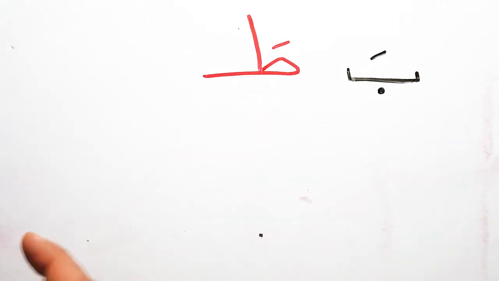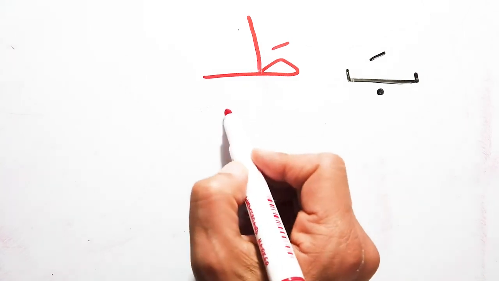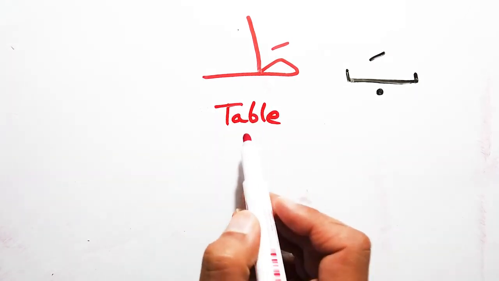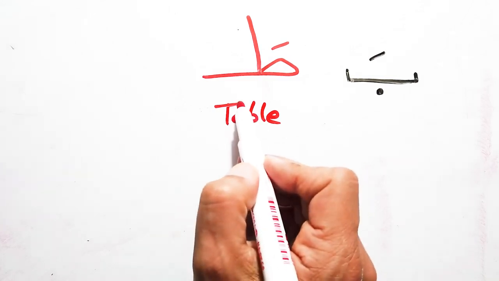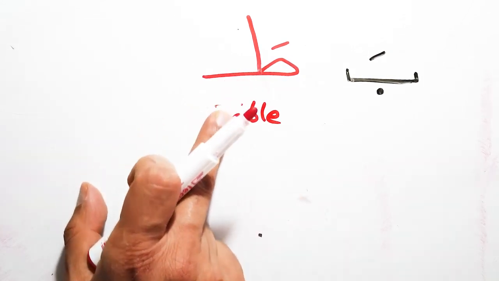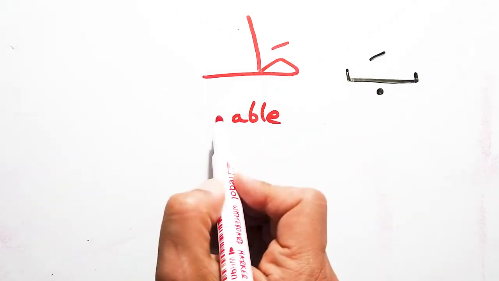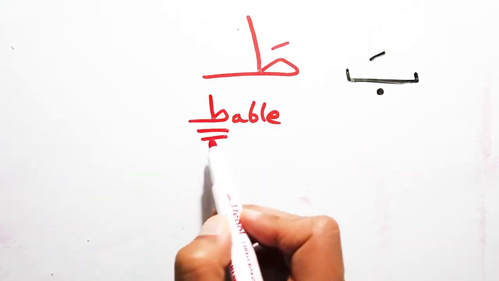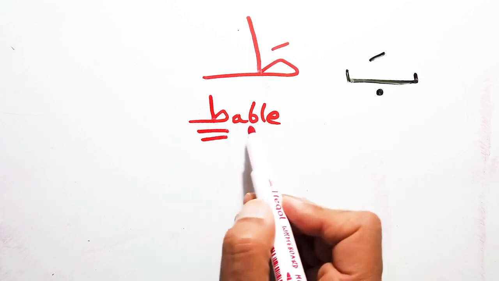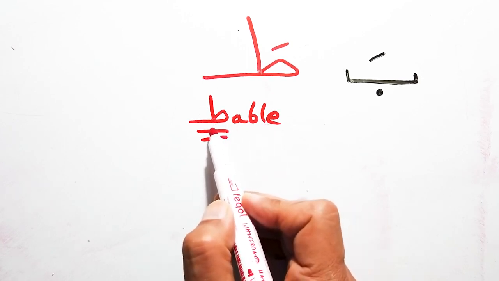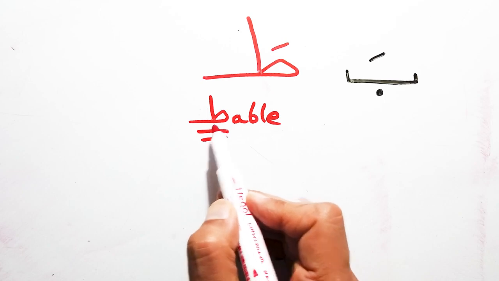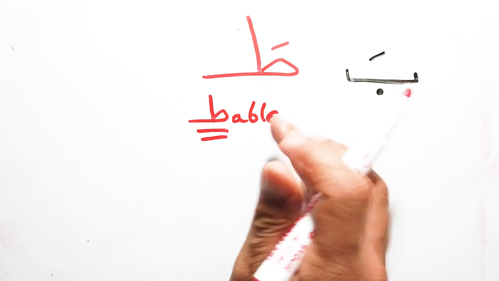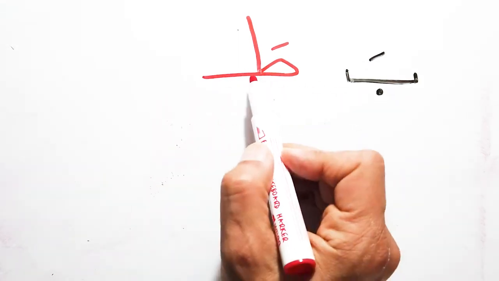I'll give you an example. The word table. Let's remove this T and add this letter, which we learn now. It will be table. It's not te, it is table. So the sound of this letter now is pa. It's a strong T.